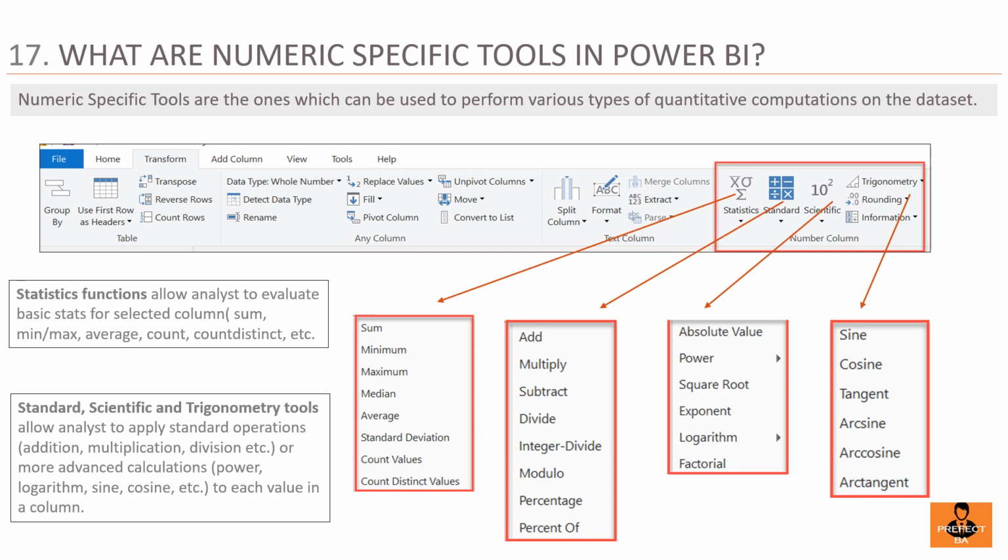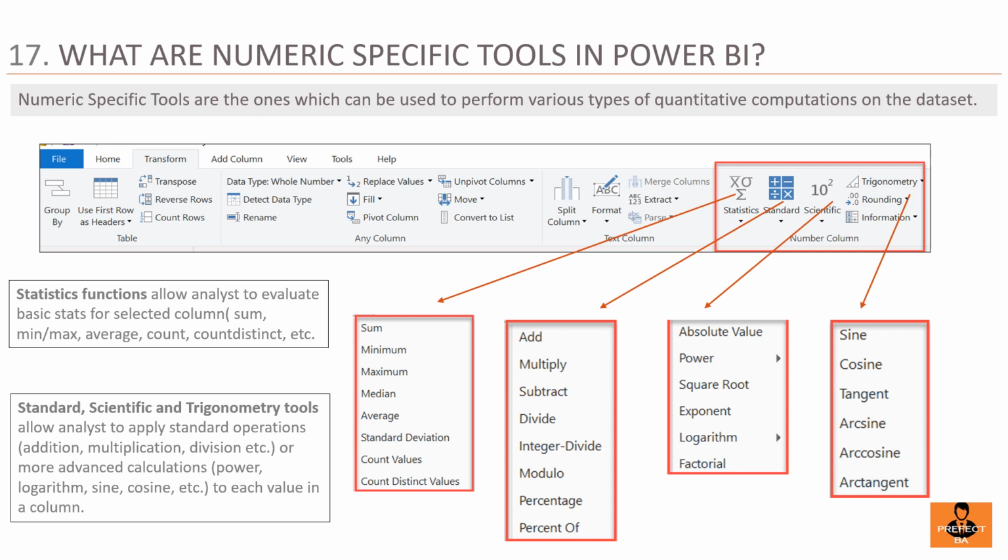The various numeric specific tools are statistics, which can be used to apply various statistical functions like standard deviation, which gives an insight about the spread of the data points in a dataset. Median, which gives the median value of the column selected, or average, which is the average value of the column selected in the dataset. Next one, standard. This primarily covers basic mathematical operations like add, multiply, subtract, divide and so on.